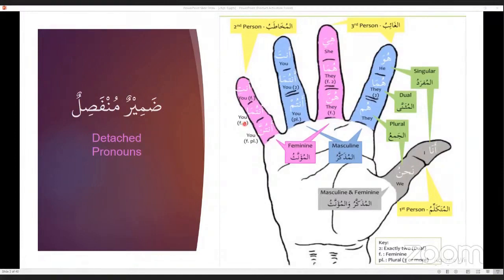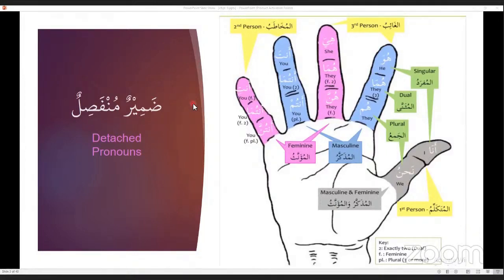Assalamu alaikum, sir. Wa alaikum salam wa rahmatullah. Huwa, hu. Huma, huma. Hum. Hiya, ha. Huma, huma. Hunna, hunna. Anta, ka. Antuma, kuma. Antum, kum. Anti, ki. Antuma, kuma. Antunna, kunna. Ana, yi, nahnu, na. Well done, sister. MashaAllah, well done.